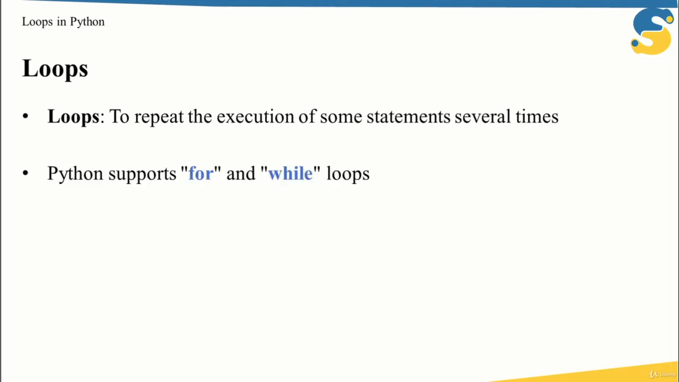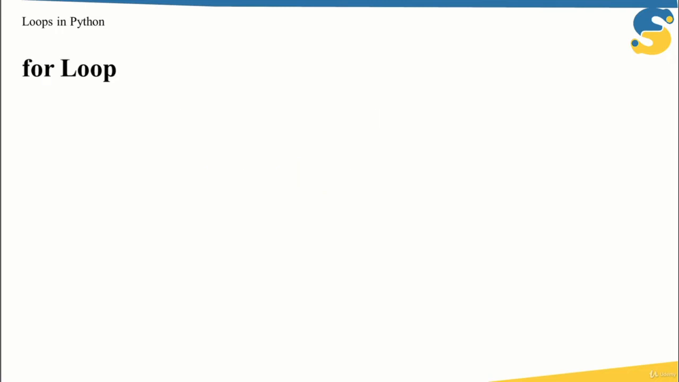So I can repeat the same statement multiple times without the need to type these statements again and again. In Python, there are two types of loop. We have for loop and while loop. Let's start by understanding what for loop is first. I will start by showing you the syntax.